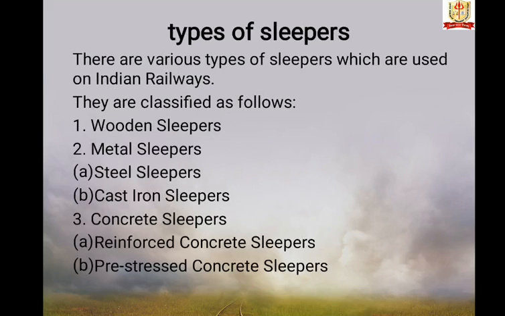Now we will start types of sleepers. There are various types of sleeper which are used on Indian Railways. So they are classified as follows. First is wooden sleeper. Second is metal sleeper. In metal sleeper, there are two types: steel sleepers and cast iron sleepers. Third is concrete sleeper. First is reinforced concrete sleeper and next is pre-stressed concrete sleeper.